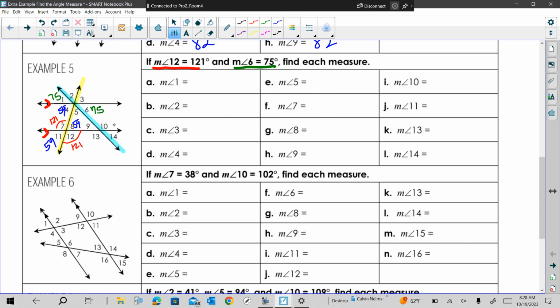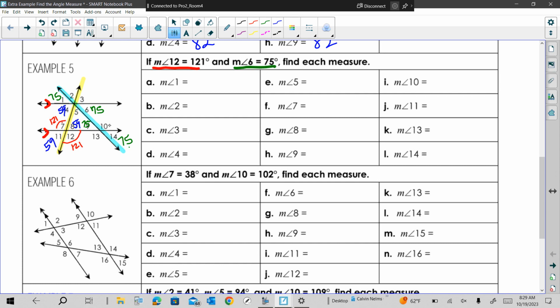14, yes, corresponds in the same position, both on the right side. 75. And 9, there we go, good eye. Alternate interior with 6. 6 and 9 are opposite sides of the blue transversal. So it's 75. I know this is going to look small, but that's 75 where my 9 is, okay?